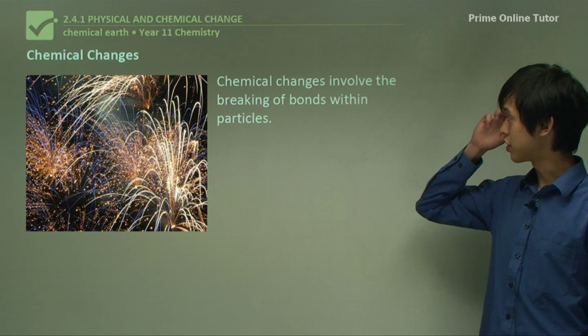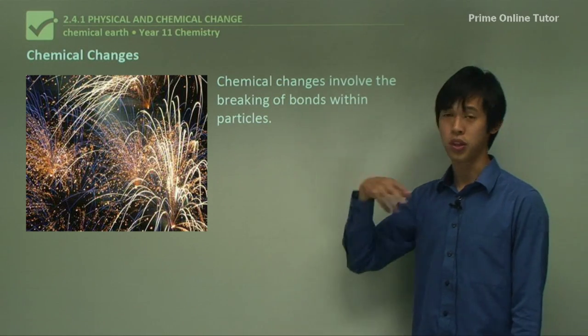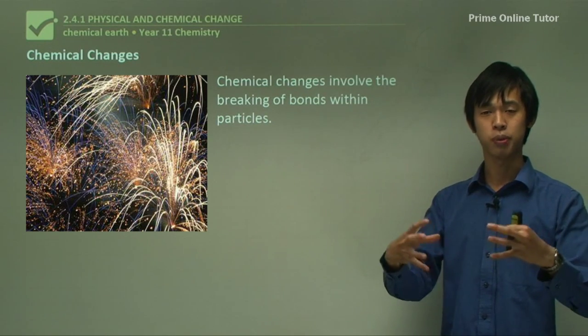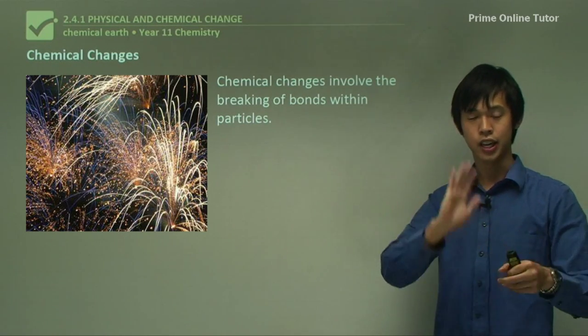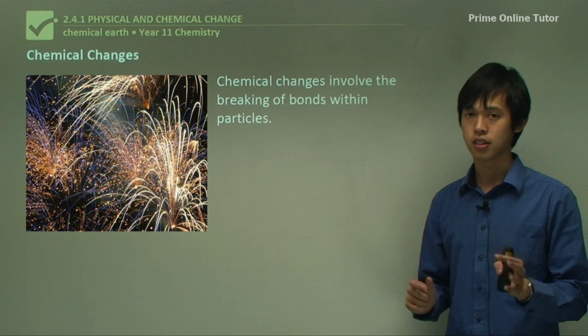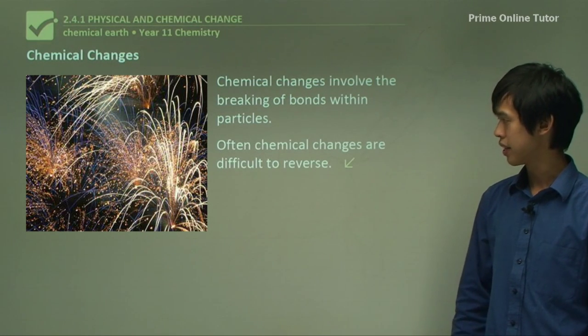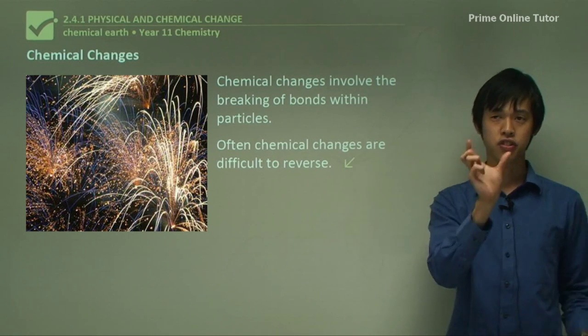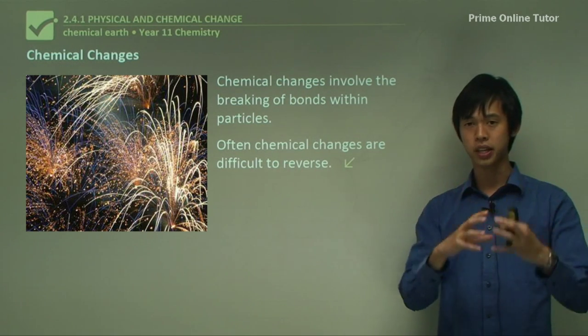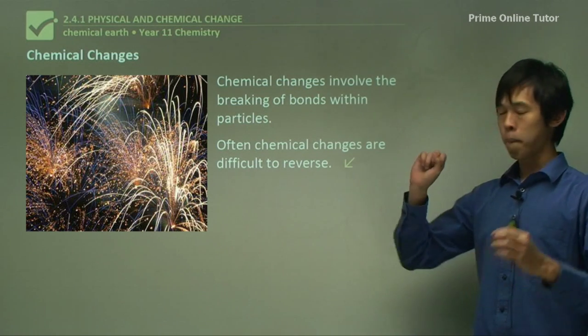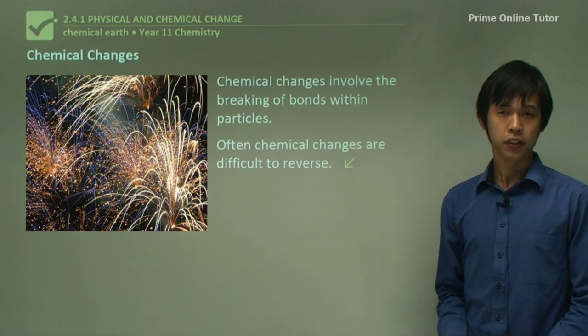Now, chemical changes involve the breaking of bonds within particles. As I mentioned before, now we're talking about inside the actual particle. There are bonds, and we're rearranging those bonds to suit our chemical reaction. Now, because we're dealing with those very strong intramolecular forces, that's right, intra, it makes chemical changes very difficult to reverse.